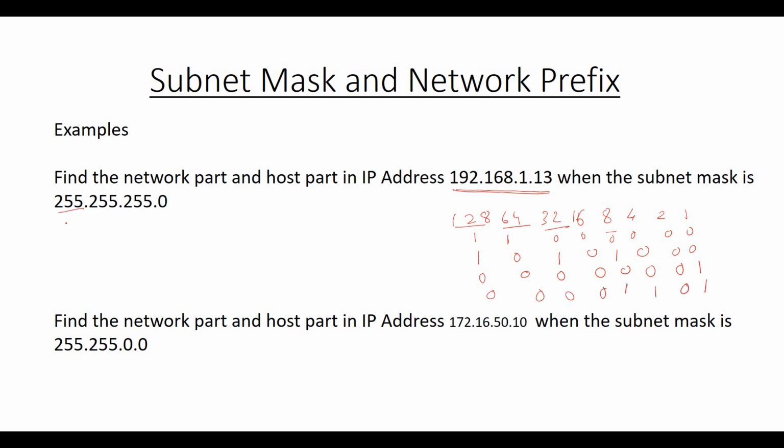So similarly, 255 means all ones. So this is 1. So next also 255, and 0, 0, 0. So this is for 0. So this is the subnet mask and we have the IP address. We need to put all these things here.